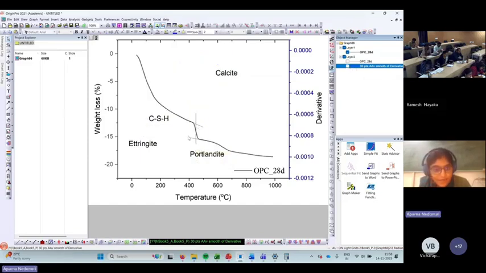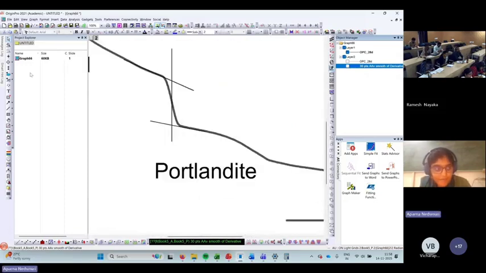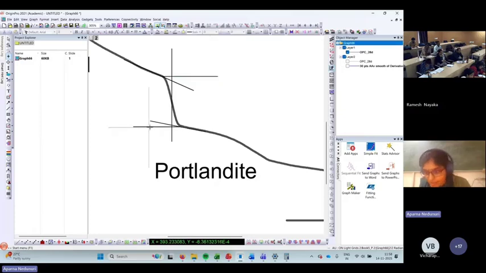Now, in the earlier method, what we did was take a straight line here and a straight line here, and then take the weight difference between this intercept and this intercept. This weight difference includes the weight loss of not only Portlandite but also other products. To subtract that, we now prefer the tangential method. In the tangential method, we draw one tangent and another tangent, and then place a vertical line coinciding with the peak of the DTG curve, and then we consider this intercept as the y-intercept now.